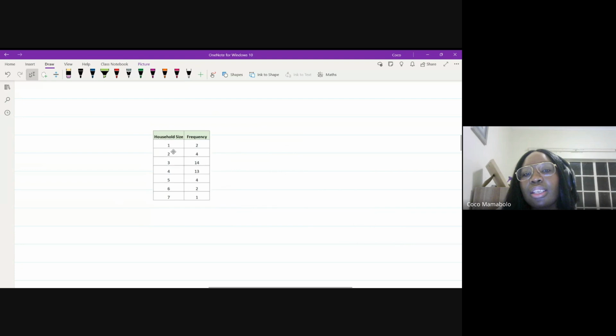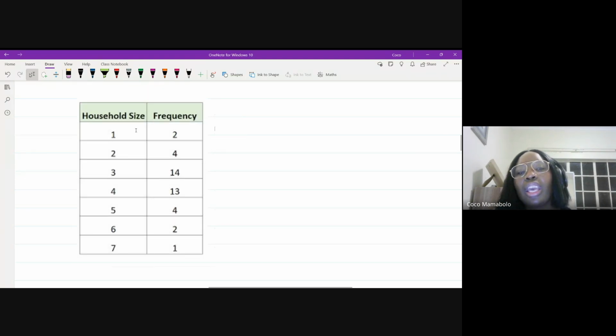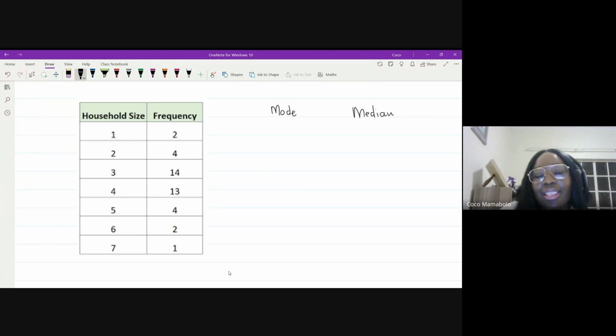So this is household size. They're looking at the number of people in each household, and they've asked people how many people they have at home, the household size. So we want the modal household size and we want the median household size. I'm going to give everybody about 3 minutes to try and figure out the modal household size and the median household size, and you can let me know. All right, take it away, grade 10s.